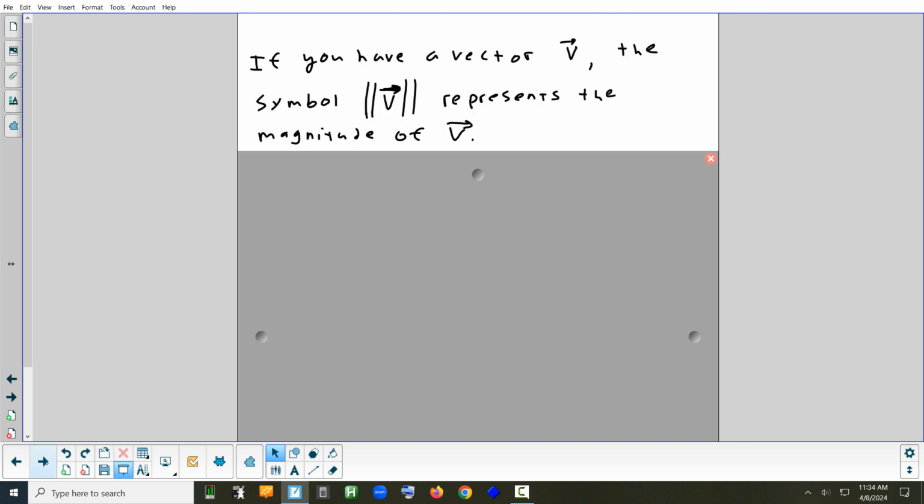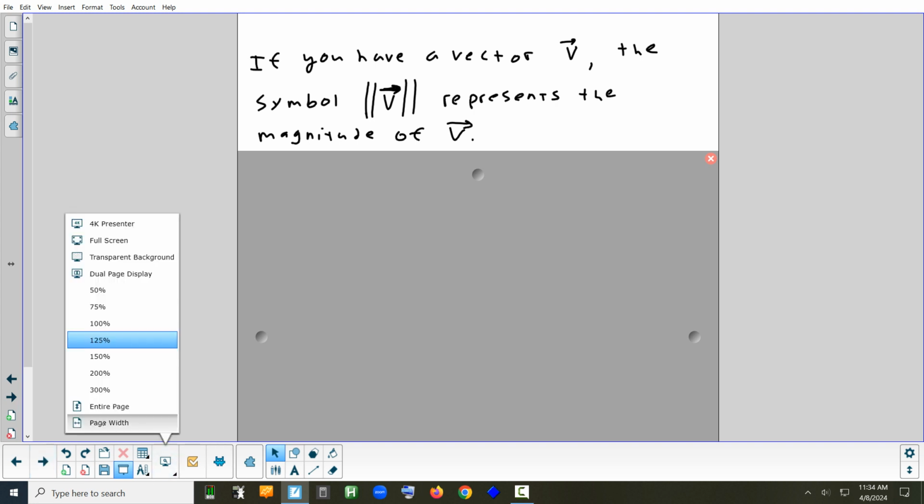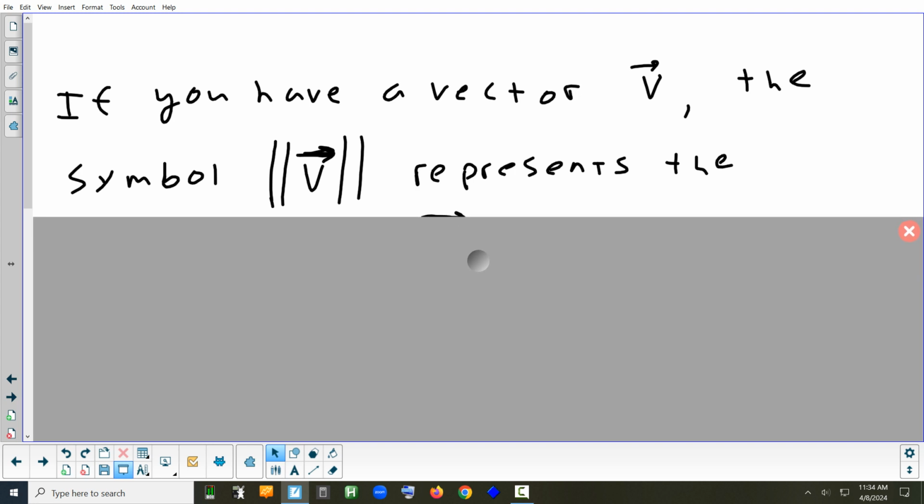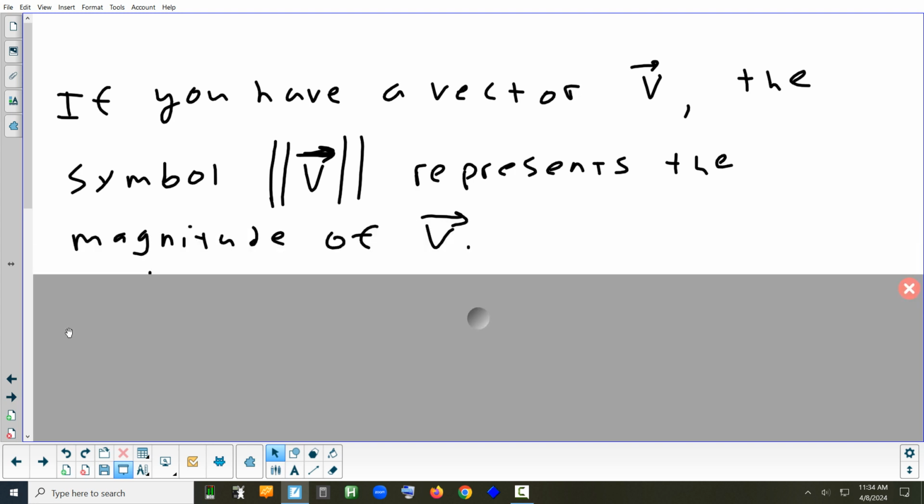Okay, so again, adding vectors, doing things visually is great. But we're going to start to now talk about some things that we don't need to do visually. First thing is this. When you write a vector, you put double bars around the vector. Those double bars mean magnitude.